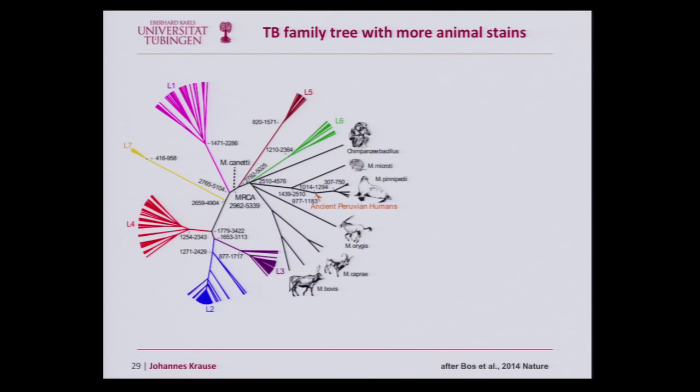And what we actually found, to our surprise, was that the closest relative of our ancient Peruvian strains were the ones that you find in seals today and sea lions. They're actually extremely closely related. You would actually call them seal strains that we found in these people in Peru 1,000 years ago.